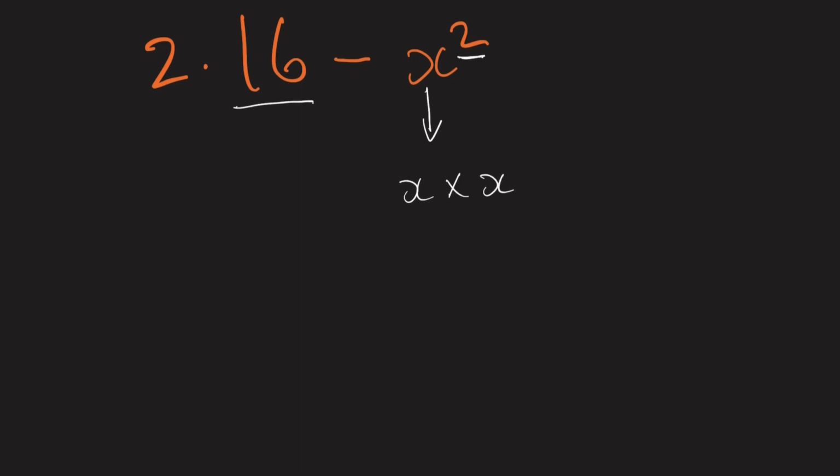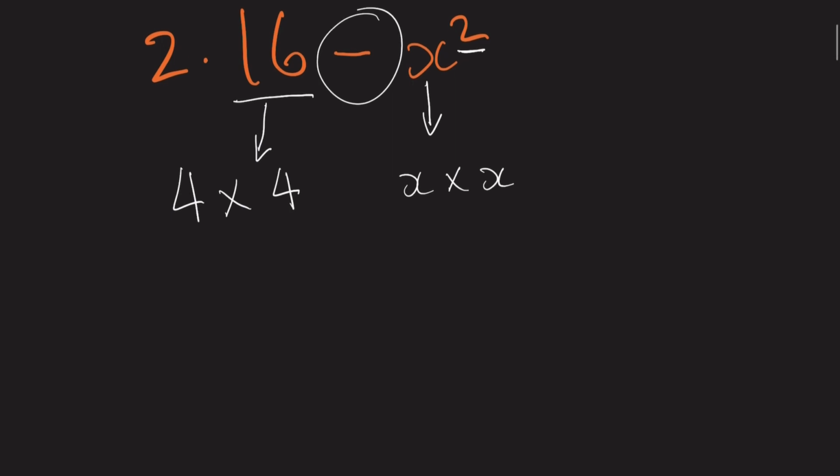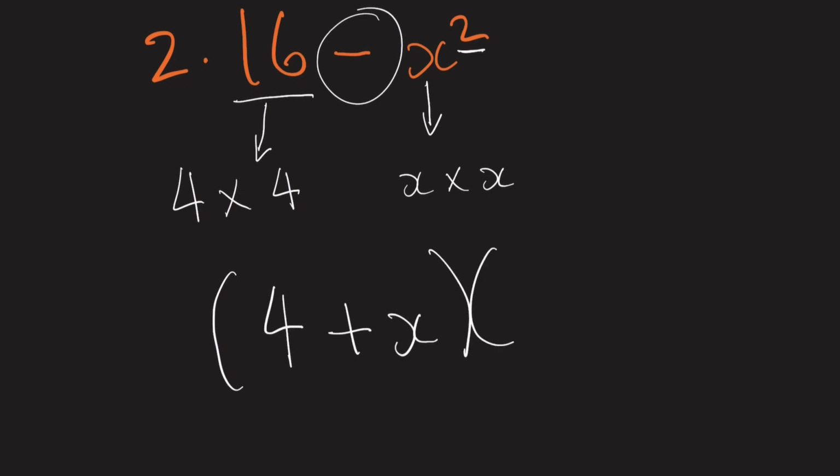How do we get 16? 16 is 4 times 4. So they're both squared numbers, and there's a minus sign in the middle. So we know we can do difference of two squares. That would make the final answer 4 minus x, 4 plus x.